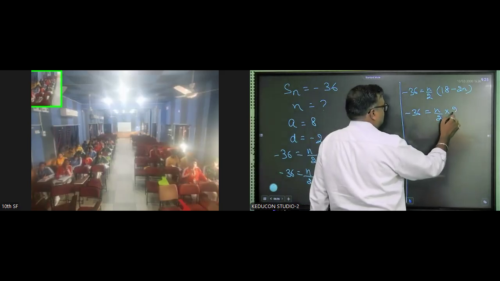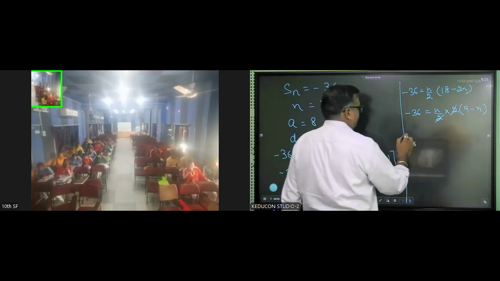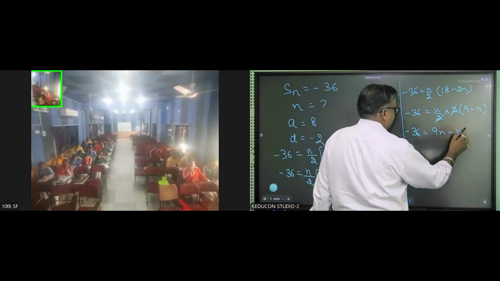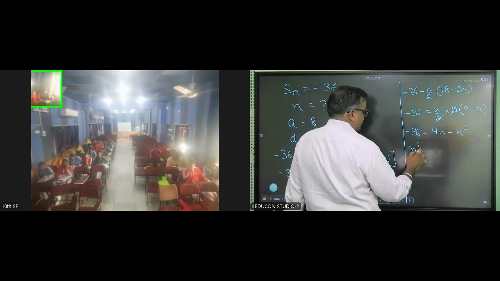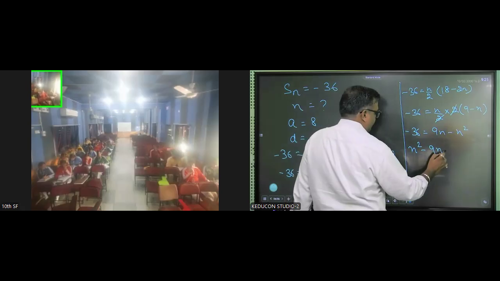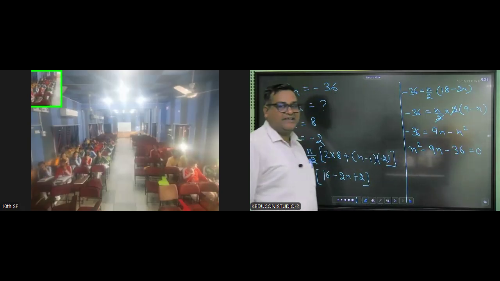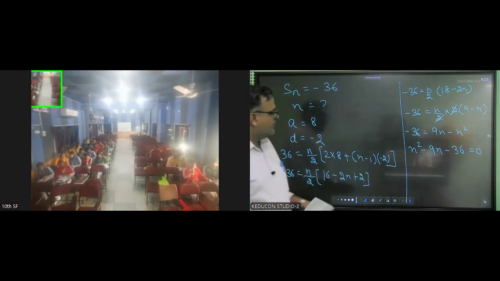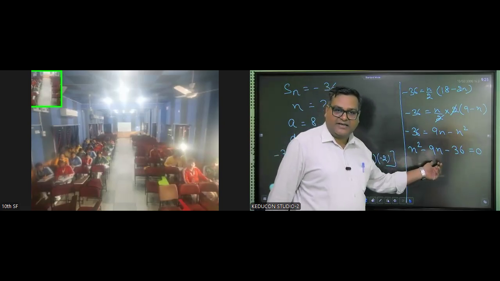From here, students, take 2 common. We have got 9 minus n. 2 cancel. Minus 36 equal to 9n minus n square. Take both the terms to the left hand side. So this will become n square minus 9n minus 36 equal to 0. Now you have to make the factors such that the product is minus 36 and the sum of the factors is minus 9.